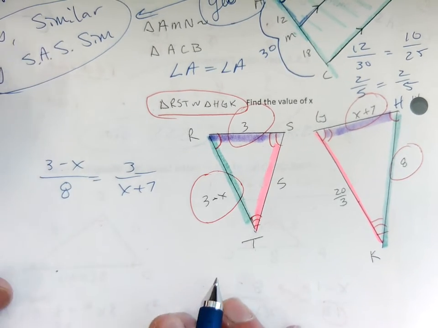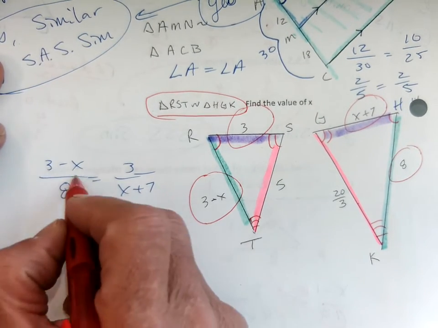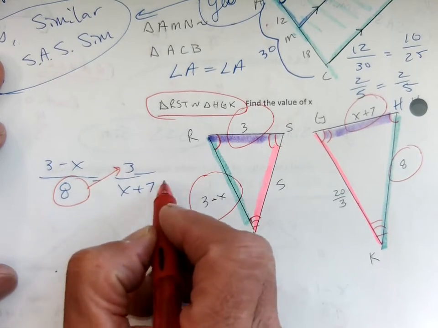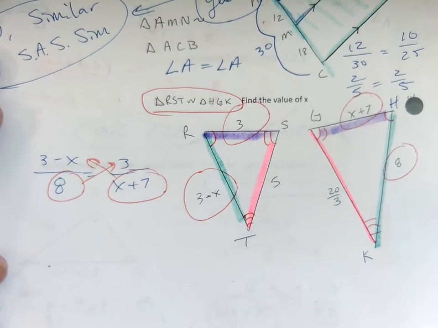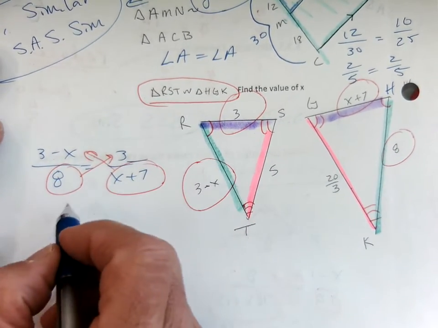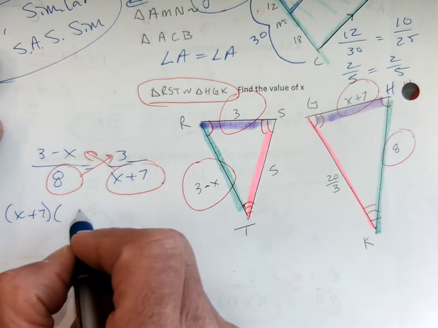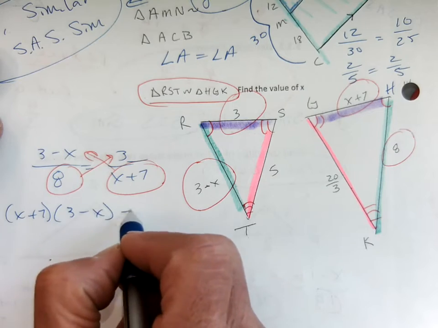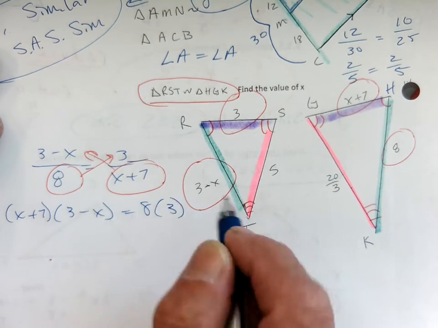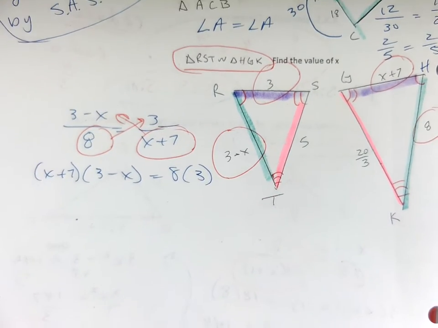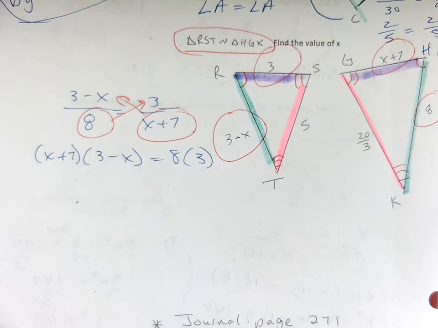So if I cross multiply, the 8 comes up, and this comes up, let's see what we're going to have. I'm going to have x plus 7 times 3 minus x equals 8 times 3. Oh, I'm going to have to do some math again. I can handle it. We're smart. Ready to do some hard math? We can do it. We're smart.